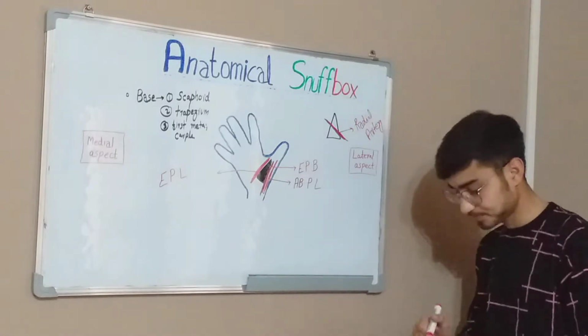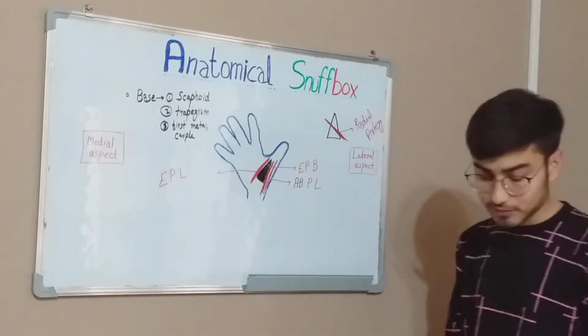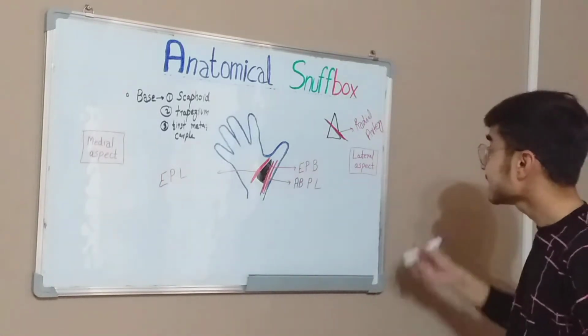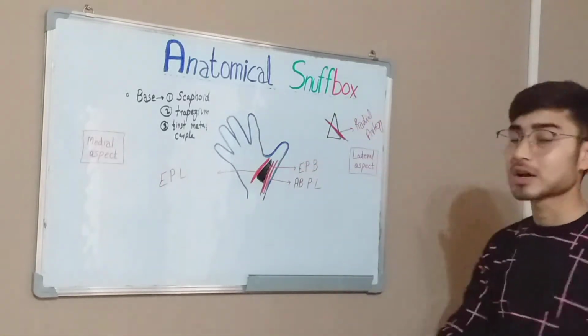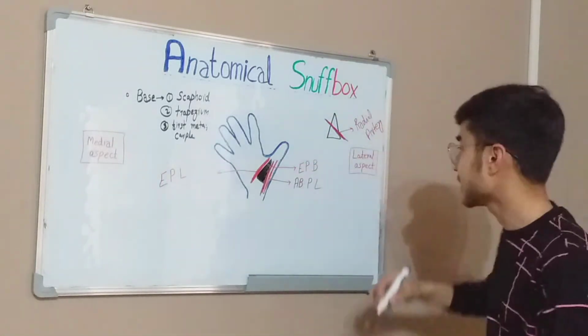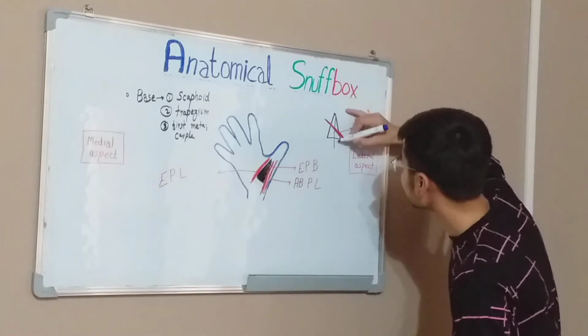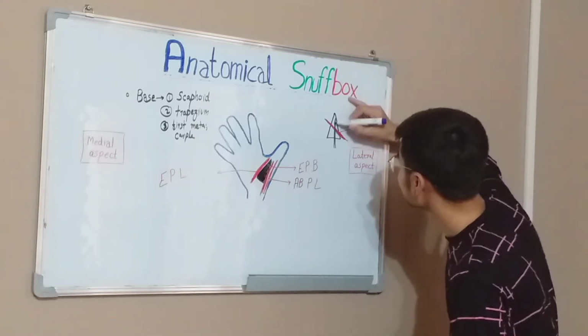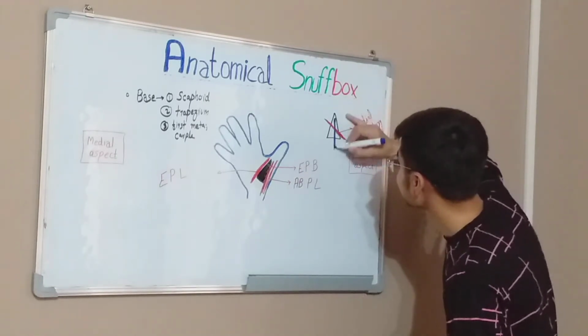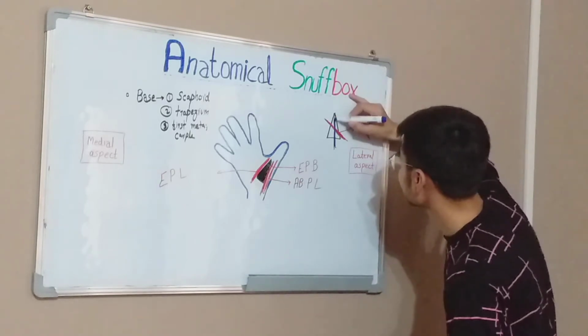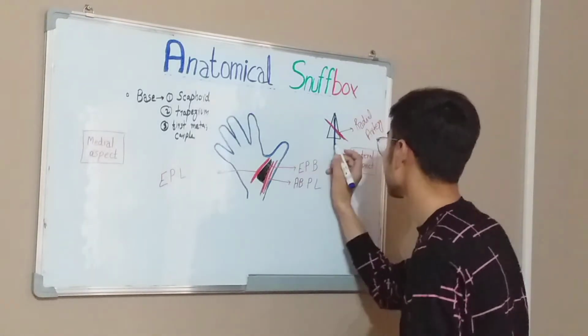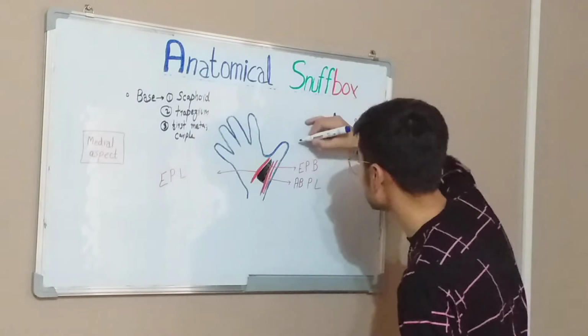Radial artery. Now we have a vein in the anatomical snuff box. That very vein is called the cephalic vein, right? So let's consider that this structure is the cephalic vein.